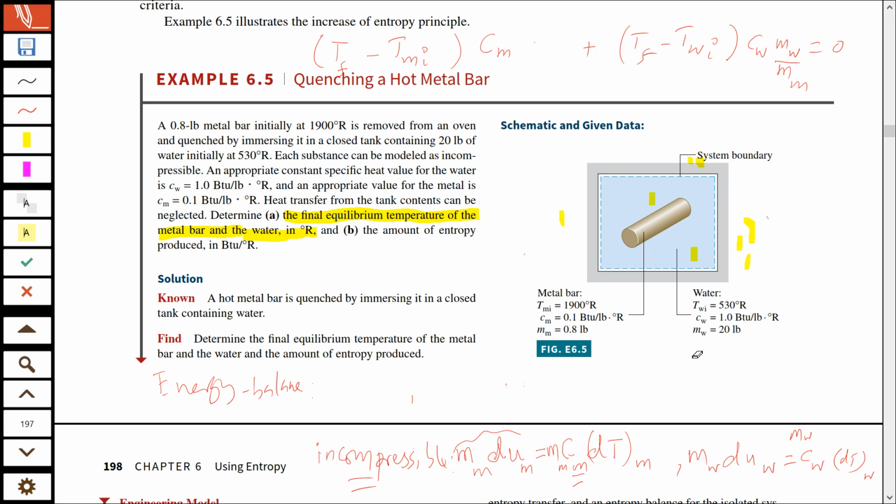Can somebody now tell me what is the ratio of these two masses? M_W over M_M. You see, in so doing, I'll get rid of the pound. So this turns out to be, what is that? 20 over 0.8. 25? Something like that. And this 25 has no unit. Yes, sir, it's 25.